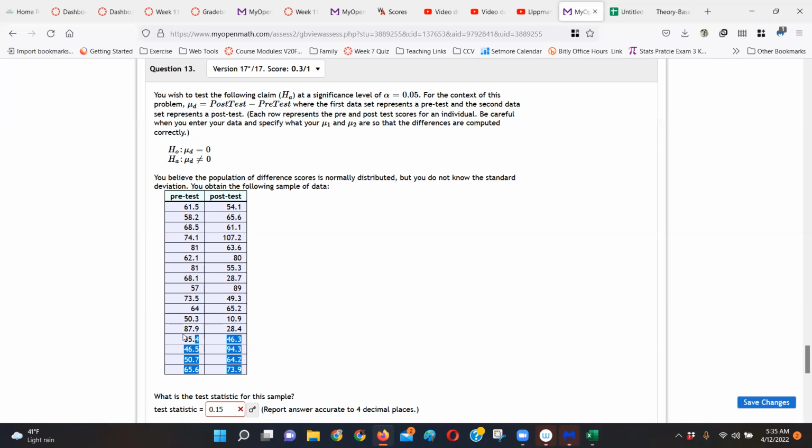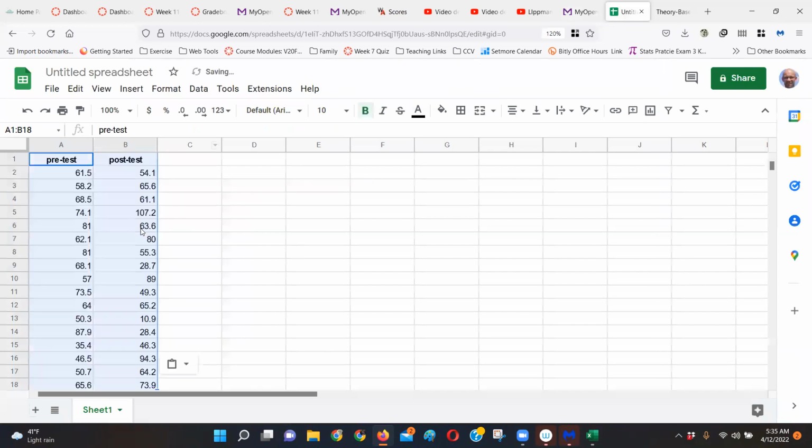So I'm going to take these two samples and paste them into a spreadsheet. And then I'm going to find the difference, because that's what we're talking about. We don't want to treat these as two samples, these are dependent samples. Here, I'm just going to abbreviate diff so that I don't have to spell difference.